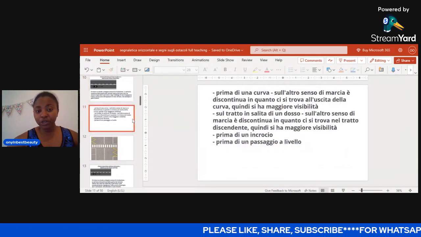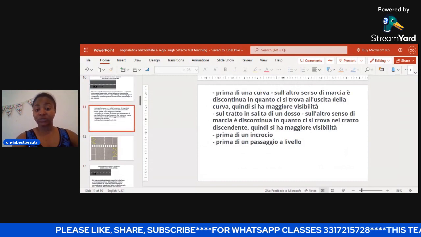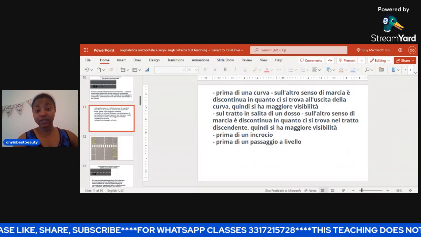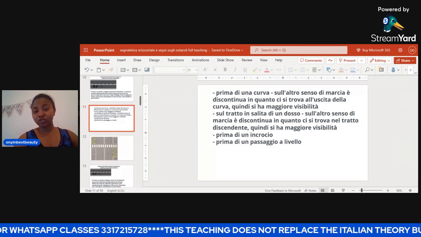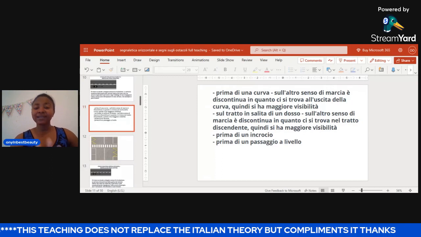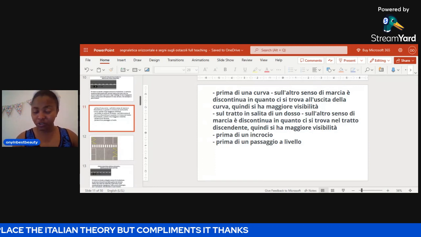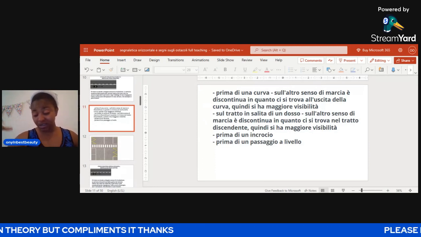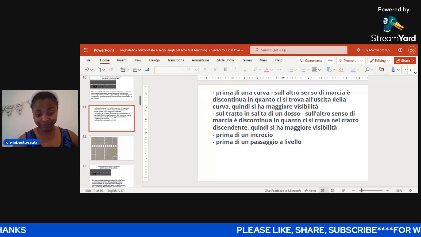Now, prima di un incrocio, you see them before a junction as well. That's striscia discontinua together with continuous. I believe when you see a junction, you know what it is telling you. When you see continuous on your side, don't do overtaking. As you're coming out from this junction, you will see discontinua. From then onwards, your visibility is clearer. You can do your overtaking.